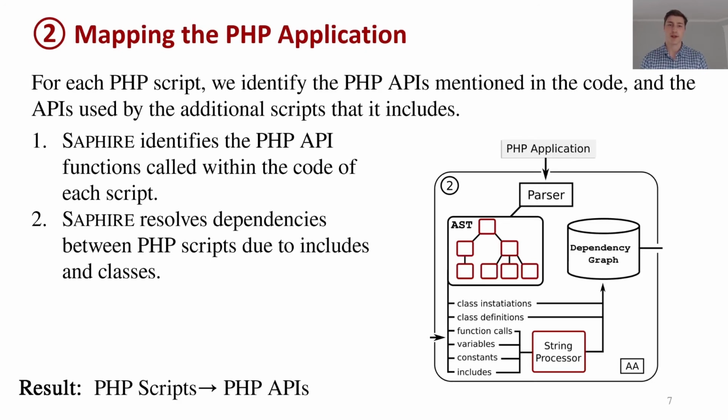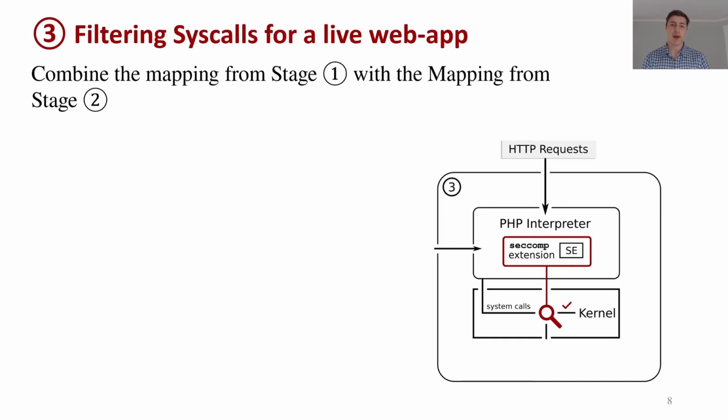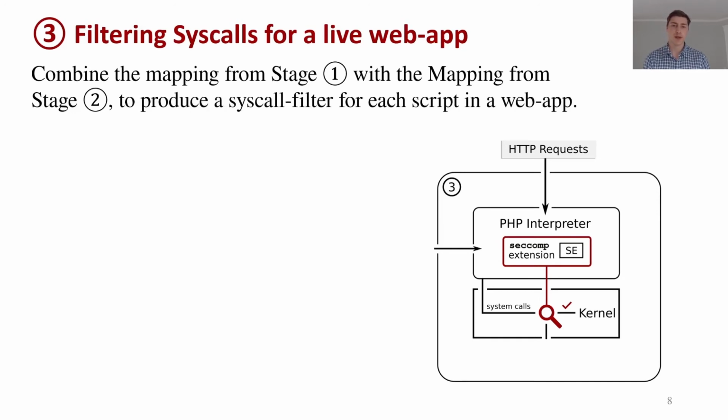So from stage 1, we have a mapping of PHP APIs to syscalls. And from stage 2, we have a mapping of scripts to PHP APIs. Combining these, we get a third mapping associating PHP scripts with the syscalls that they might invoke. This final mapping also acts as a set of filters that we use to determine which syscalls are needed to execute each script. So in stage 3, we are ready to take our site online.